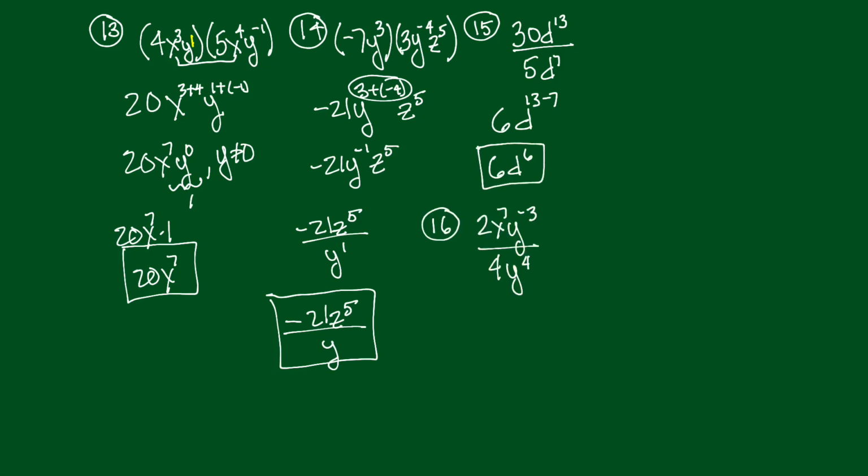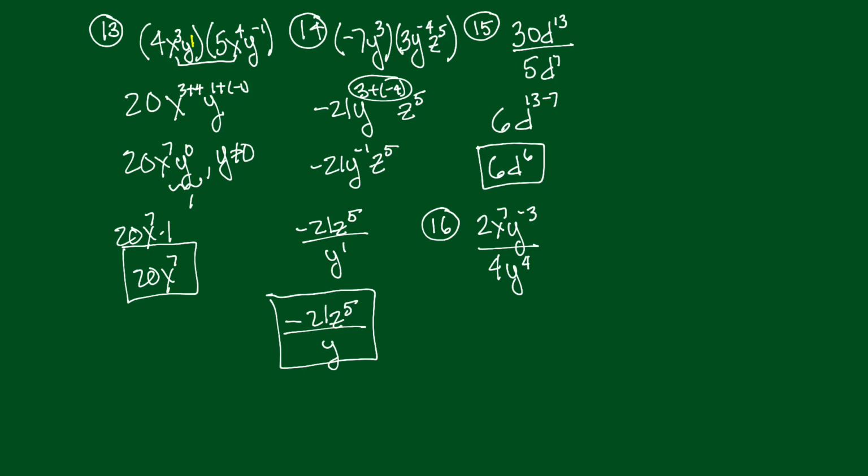That's it. Now in 16, we've got the 2 divided by 4. All right, so we'll reduce that. And then I've got an x up here and no x's down here. So that x is not going to have to combine with anything. But I think what I'm going to do here is take this y to the negative 3 and bring it down. I could do it now or I could do it later, but I'm going to bring it down now. It's easier for me to work with positive exponents than negatives.